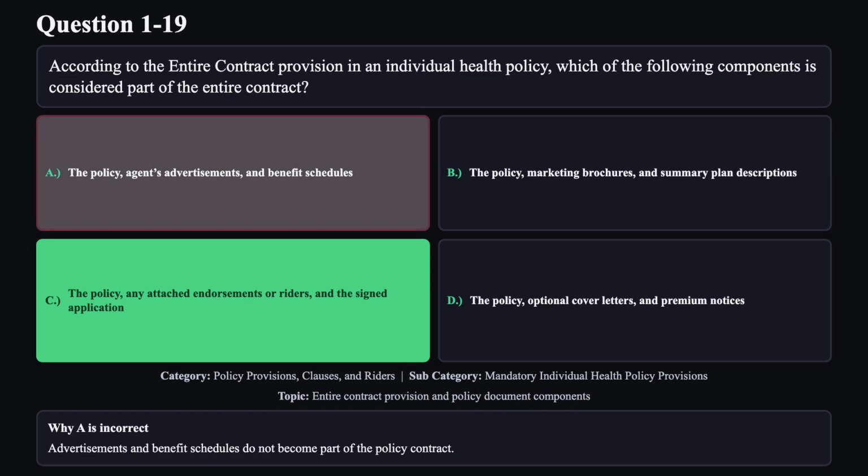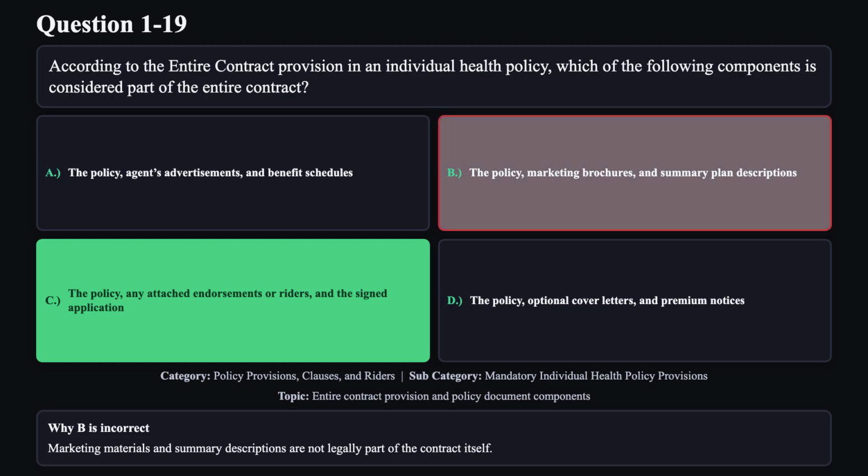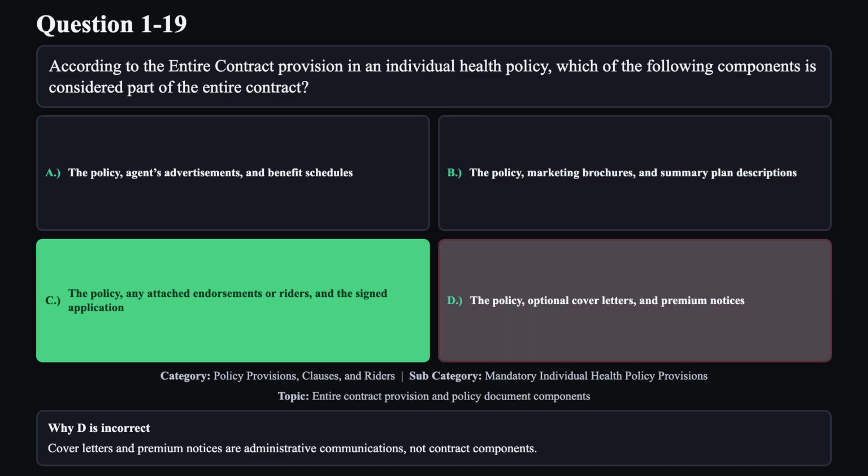Advertisements and benefit schedules do not become part of the policy contract. Reason B is not correct. Marketing materials and summary descriptions are not legally part of the contract itself. Reason D is not correct. Cover letters and premium notices are administrative communications, not contract components.